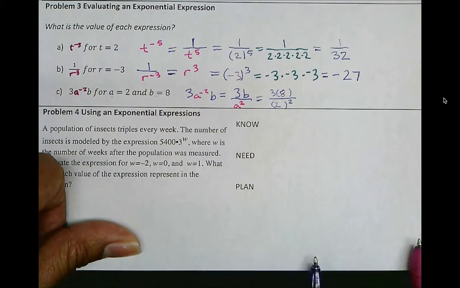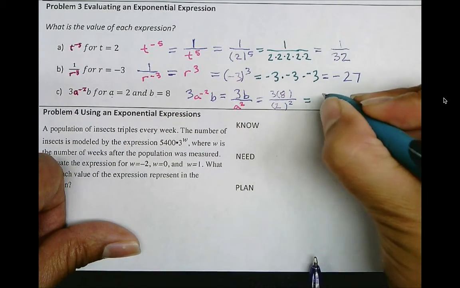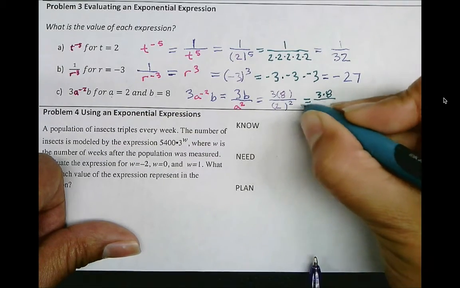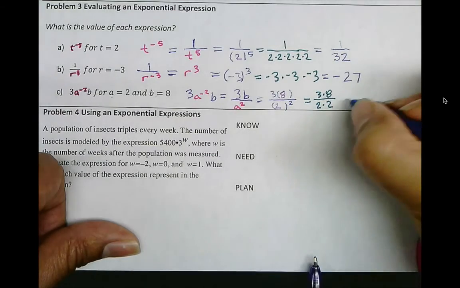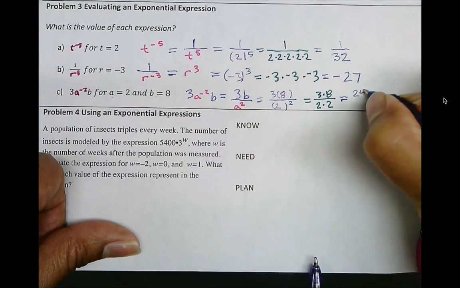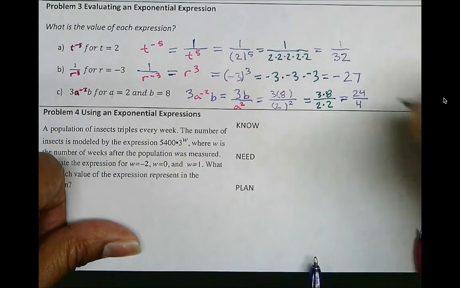Now let's go ahead and simplify this. So recall this means 3 times 8, okay? And 2 to the power of 2 is 2 times 2. So 3 times 8 is equal to 24. 2 times 2 is 4. We can now divide 24 divided by 4, which is 6.